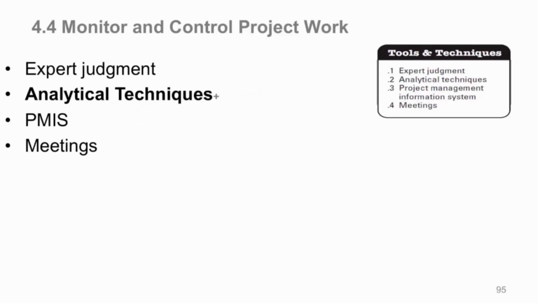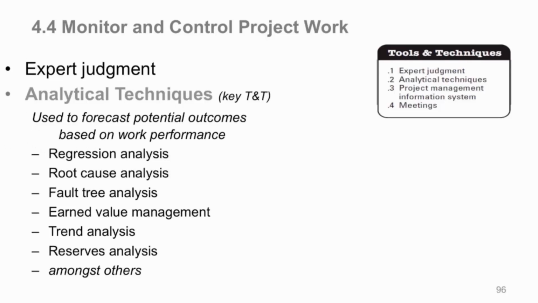Now here we have some analytical techniques as you're monitoring and controlling your work. These are the key ones, and these are used to forecast your potential outcomes based on your work performance. Regression analysis, you can plot defects in your work. You can plot those to see how you're trending. You got your line, you got all your points. If one point is way up here, well, what happened there? Maybe you need to correct some of the work processes that you're doing as you're building your deliverable. So this will show you that.